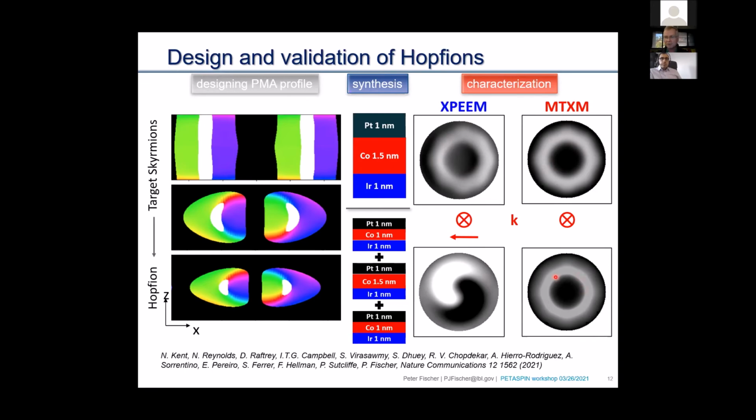Whereas for the Hopfion, which has the characteristic surface changes of the spin texture, this would look completely different. So it's very clear. If you see something that looks more like this, you know it's a target experiment. If you see something that looks more like this, you know that's a strong indicator we have a Hopfion.